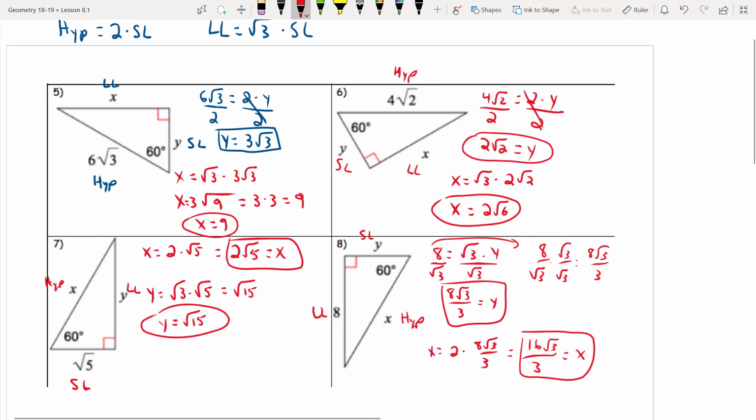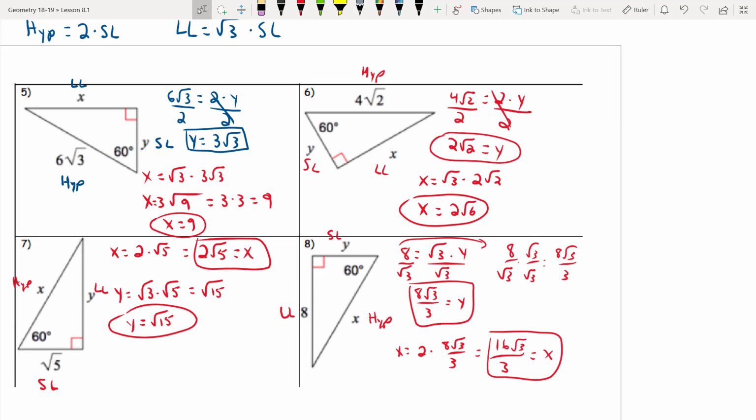In the second one, this is a little bit trickier. They gave me the long leg, and I'm looking for the short leg and the hypotenuse. First thing I'm going to do is find my short leg. So I did 8 equals radical 3 times y, and since we're going from bigger to smaller, I divided both sides by radical 3. That's where we have to rationalize. We talked about that in our last video.